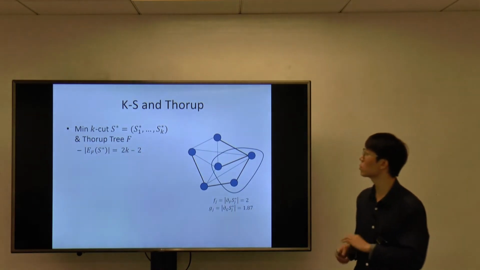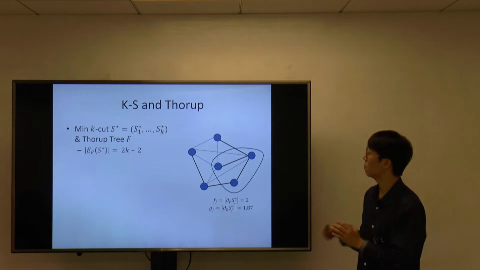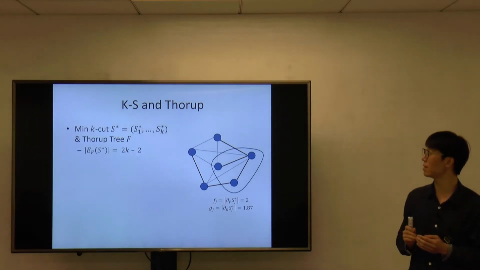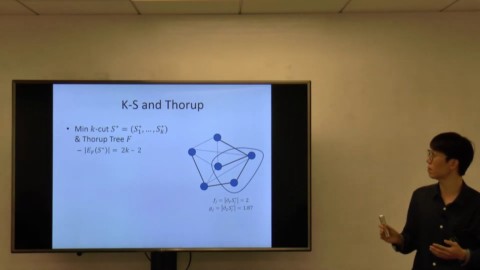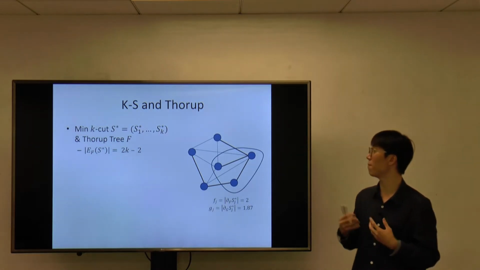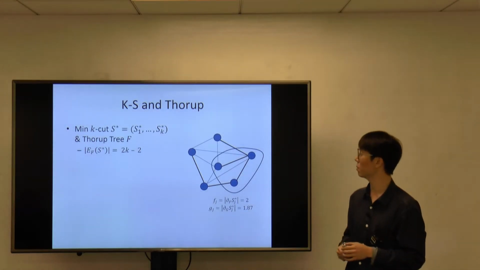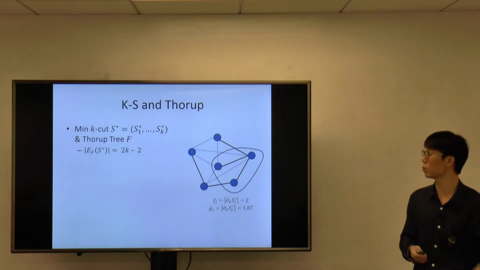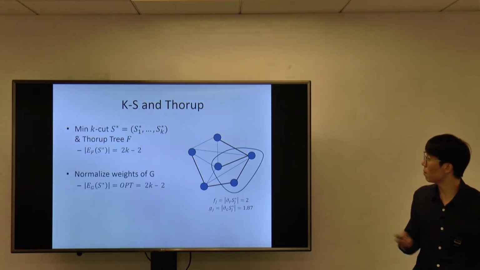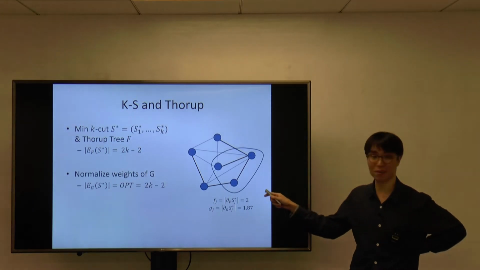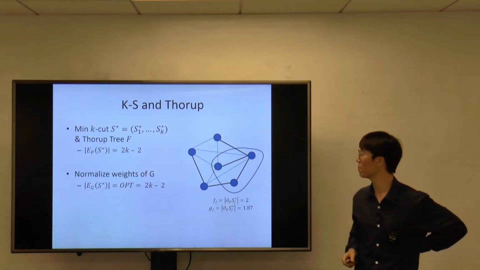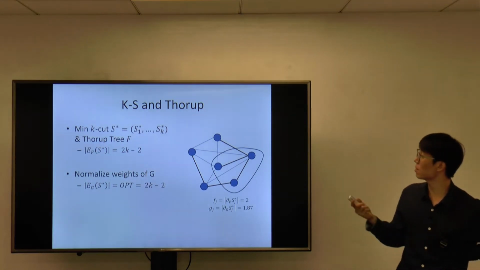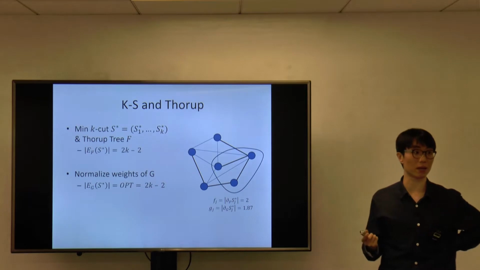Okay. So let's try to do this, and let me introduce some notation. Let me fix an optimal k cut S star that has k parts, S1 star through Sk star, and let's say that F is an initial tree given by Thorup. Okay. So we know that S star cuts the forest in at most 2k minus 2 edges. And then here I'm gonna do some bizarre things which will actually be very useful. I'm gonna normalize the weights of the original graph G, so that the total weight of the optimal solution is again 2k minus 2.